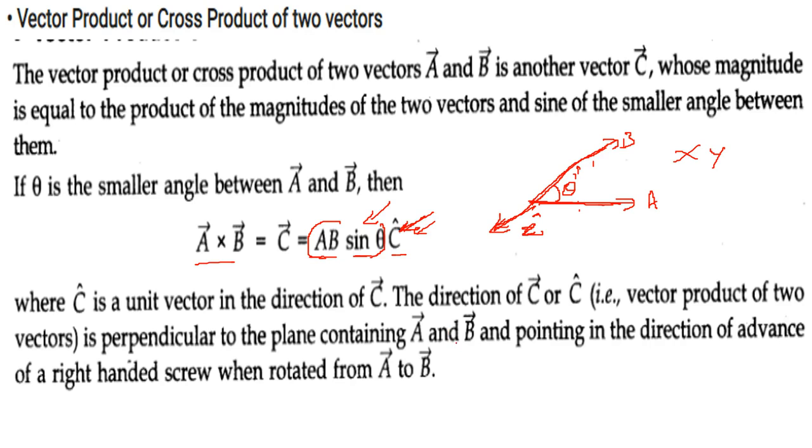And the direction can also be found by the right-hand rule. Just look at your hand, close your fist, and assume you are trying to tighten a screw with a screwdriver. So the fist is showing the rotation from A to B, and then your thumb will be pointing in the direction of this C cap.